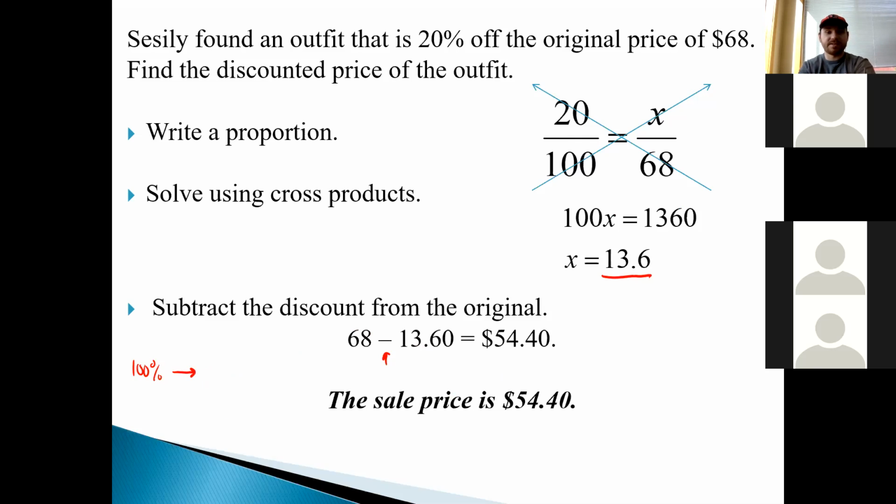So if we start at 100% and we take 20% off, what are we left with? 80. Yep, 80%. What is 80% as a decimal? 0.8. And Jasmine, can you plug 0.8 times 68 into a calculator? Yes.